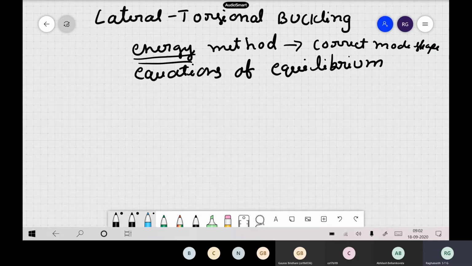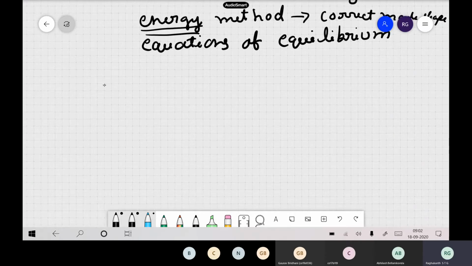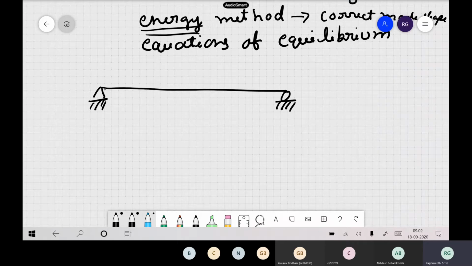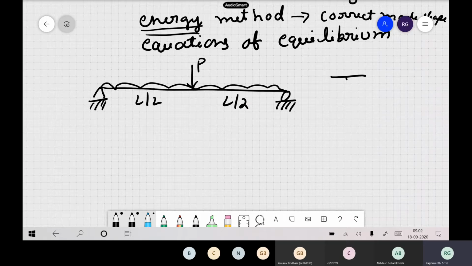If you can assume the correct mode shape, you will be able to get the answer itself. So last class, we were seeing a very interesting problem, which is a simply supported beam under its dead load. Dead load is generally modeled as a UDL, then we have a concentrated load also. Both of them were there in our last class. Of course, the cross section is doubly symmetric, and the load is acting at the top flange, not at the centroid.